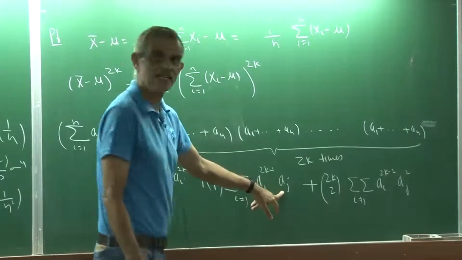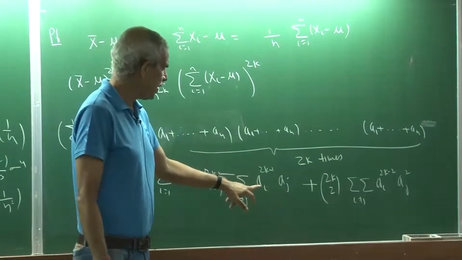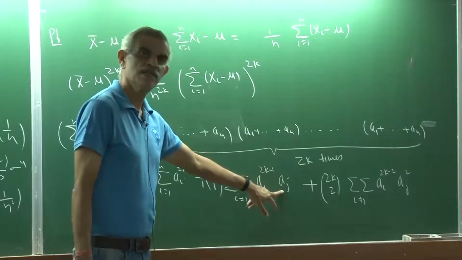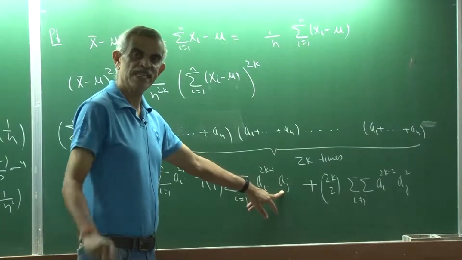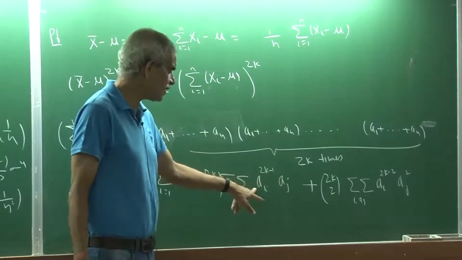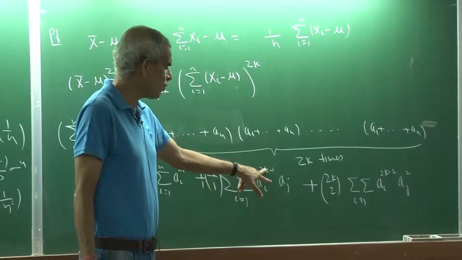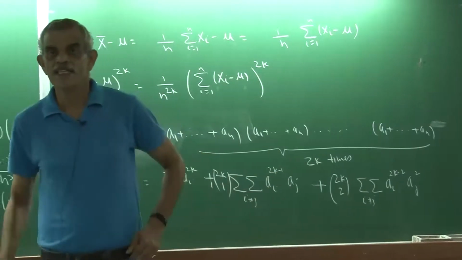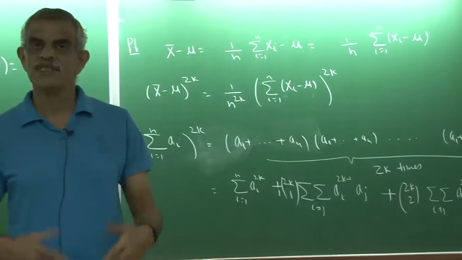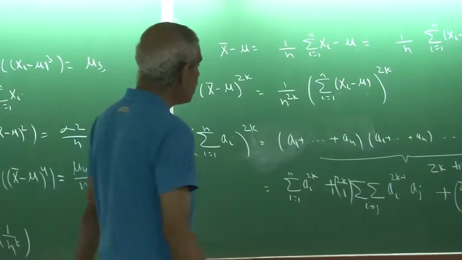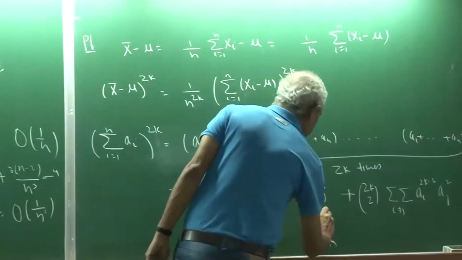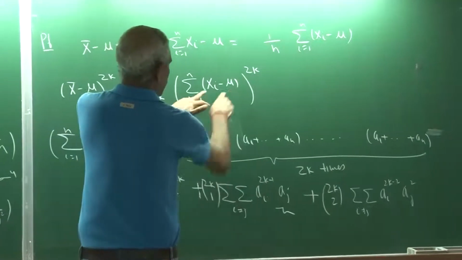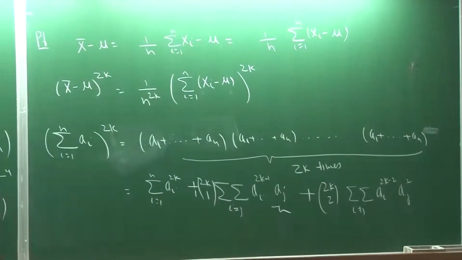Now aj would be xj minus mu. So it would be xi minus mu to power 2k minus 1, times xj minus mu. But the xi's are IID. So when I take the expectation, it would be expected of xi minus mu to power 2k minus 1 and expected of xj minus mu. But expected of xj minus mu is 0. So all the terms where only single aj's would be coming, where ai is xi minus mu, would get 0.